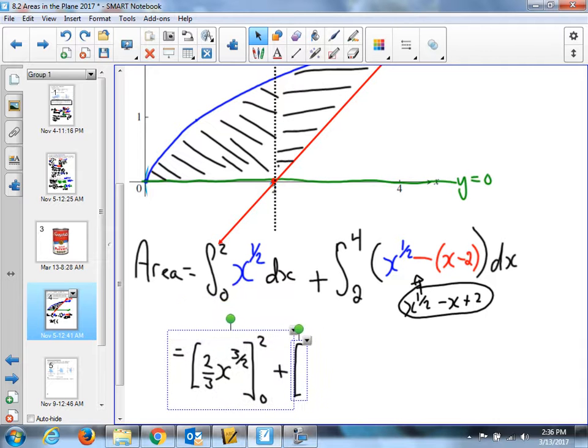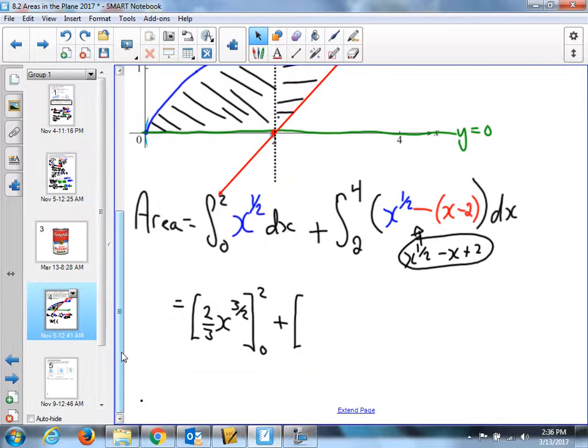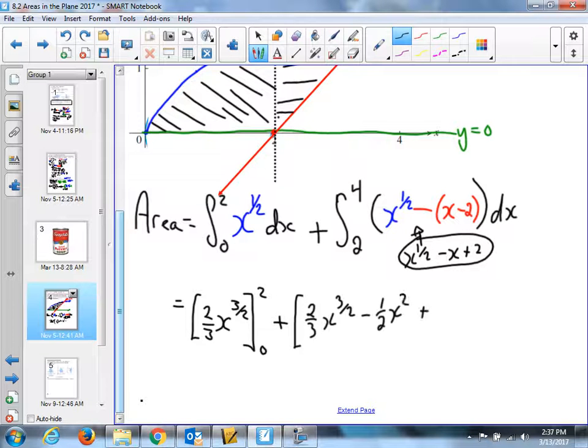I'll just move this down. Where was I? x to the 1/2? Well, that's the same antiderivative. Minus x, half x squared. 2x. Right? 2 and 4. Now what? It's just arithmetic from here on.